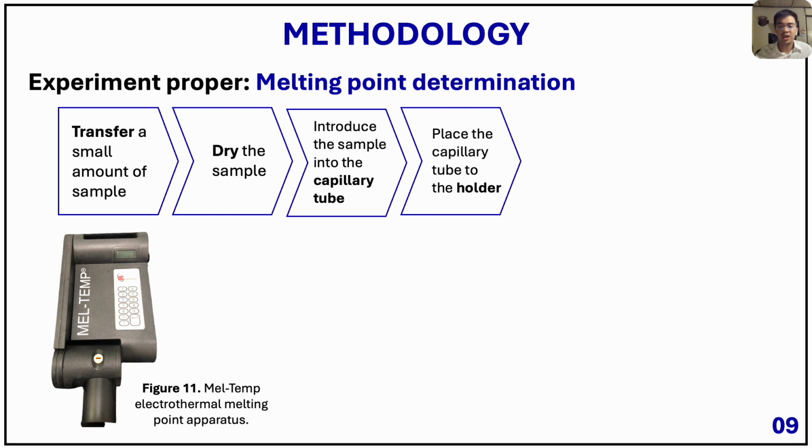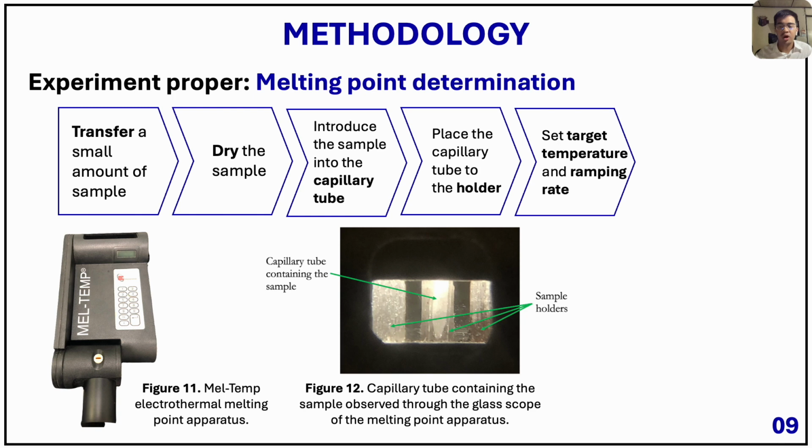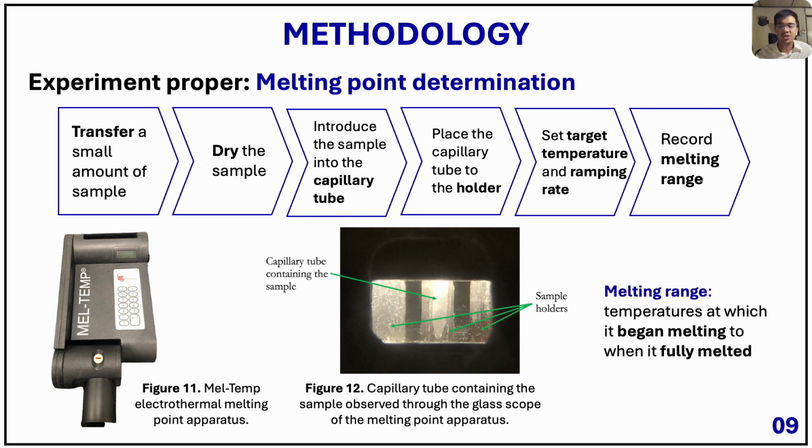After that, we placed the capillary tube in the sample holder, as shown in Figure 12. To operate the apparatus, a target temperature of at least 10 degrees Celsius below the expected melting point of the sample and a gradual ramping rate of 1 degree Celsius per minute were set. Finally, the melting range was recorded. This is simply the temperatures at which the samples began melting and completed melting.